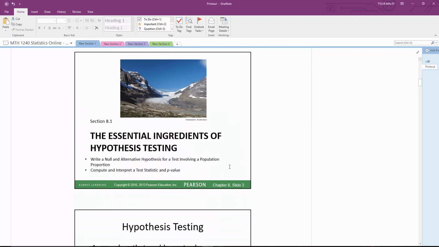So section 8.1 is titled the essential ingredients of hypothesis testing. We're going to be able to write a null and alternative hypothesis for a test involving a population proportion, and also be able to compute and interpret a test statistic and p-value, right? So this will help set the stage for us to do hypothesis testing.